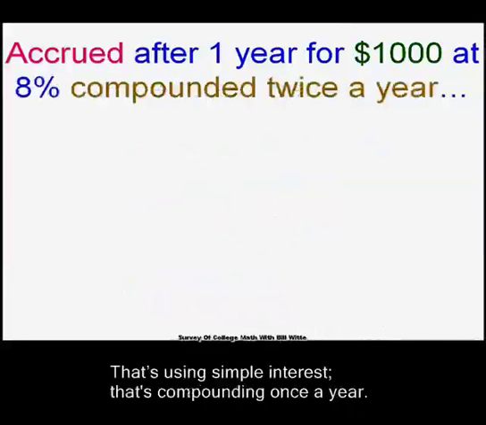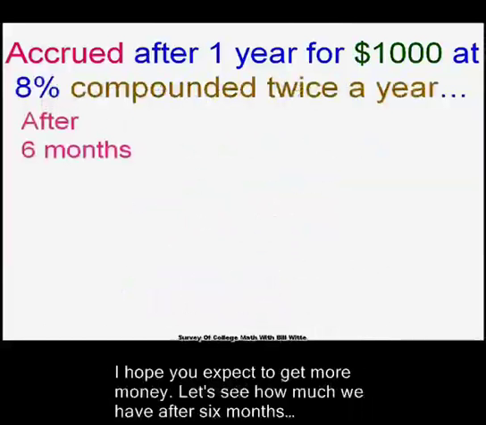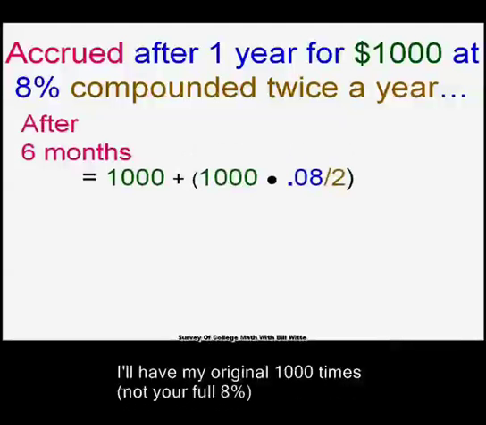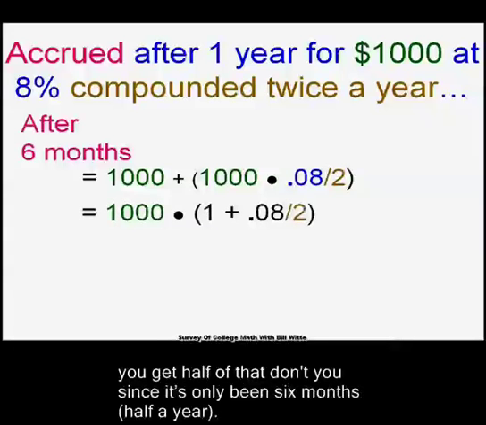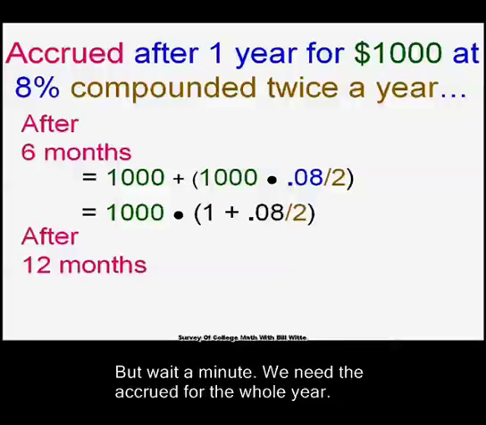How about a little more, Scarecrow? What if we compounded twice a year? I hope you expect you're going to get more money. Well, let's see. How much are we going to have after 6 months? I'm going to have my original amount, 1,000, plus 1,000 times, you don't get the full 8%, you get half of that, don't you? Because it's only been 6 months. Or we could say 1,000 times 1 plus half of 8%. Is that your final answer? Well, wait a minute. We want to do it for the whole year.